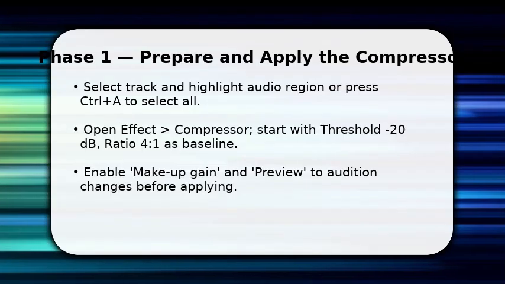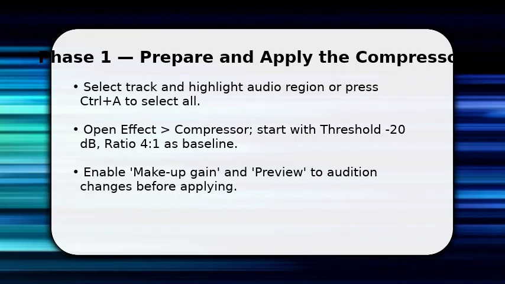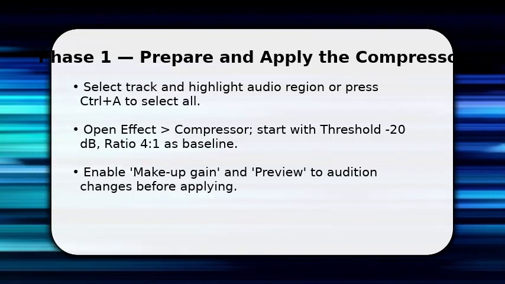Enjoy the video. You start by selecting the track or the section you want to control. Make sure clipping isn't already present. Once selected, open Effect then Compressor, because that's where you shape dynamics. Set threshold around -20 dB and ratio about 4:1 to catch louder peaks. Use preview to listen. Makeup gain can restore perceived level after compression, so enable it if needed.